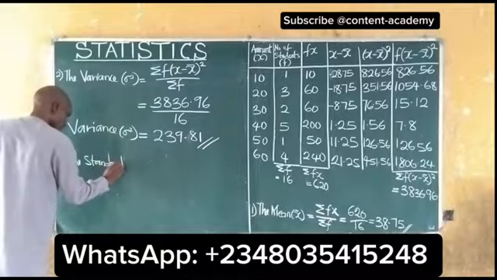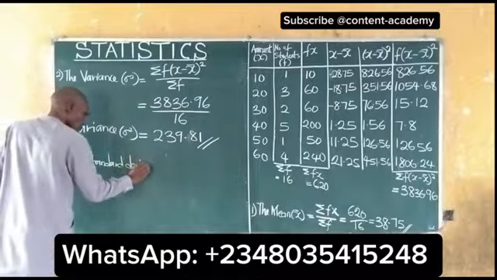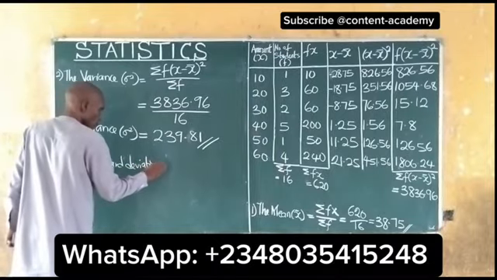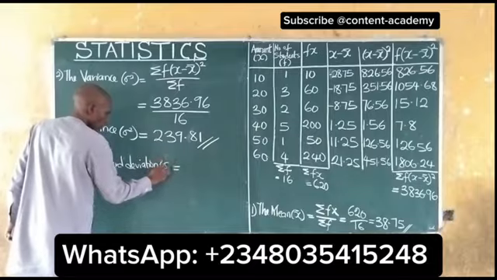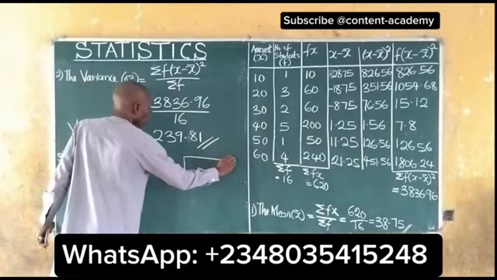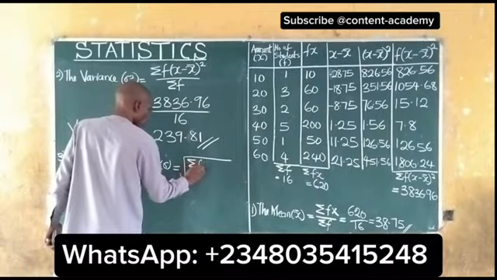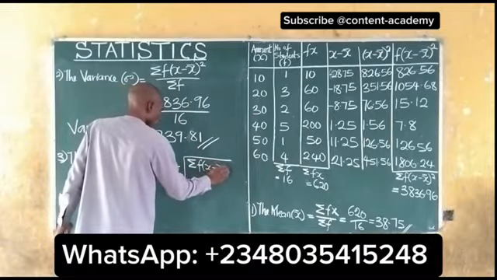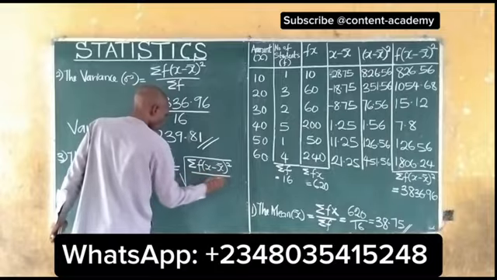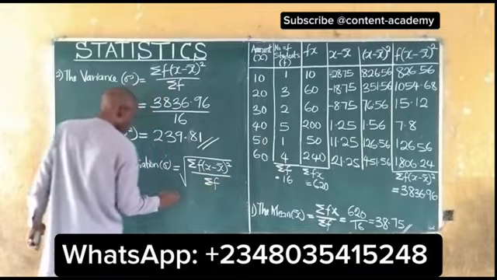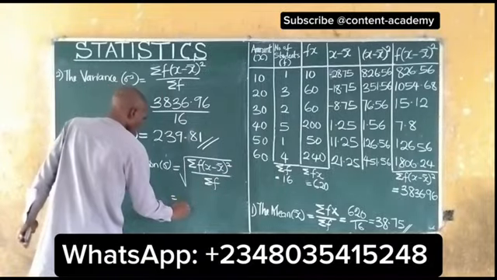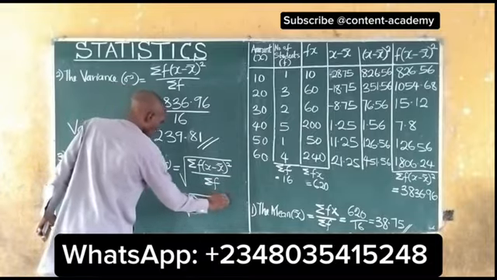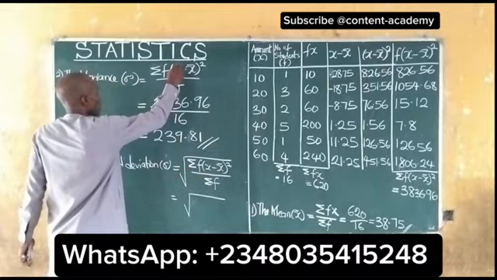Now 3. The standard deviation is equal to the square root of what we have here. Summation of f times x minus x bar all squared all over summation of f, which is equal to the square root of, of course, the whole of this is what we have here.